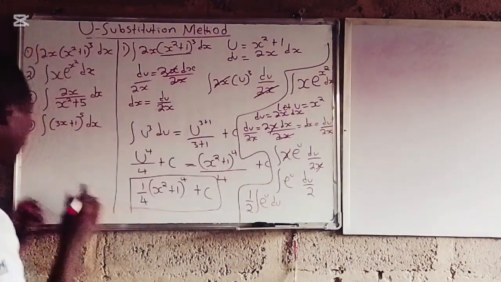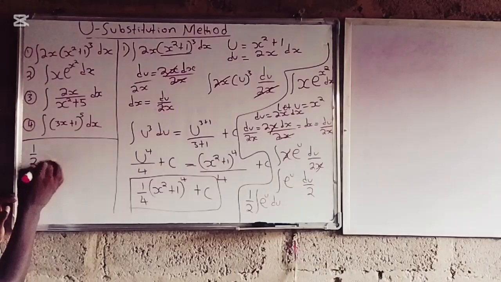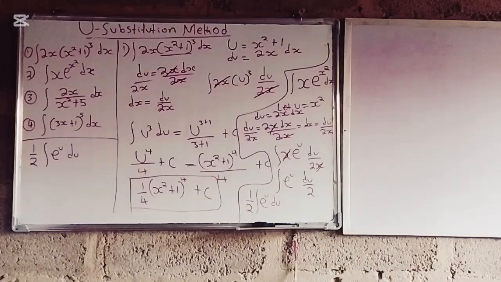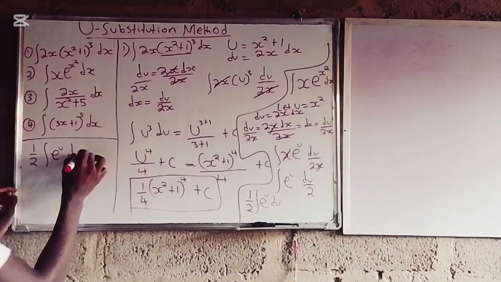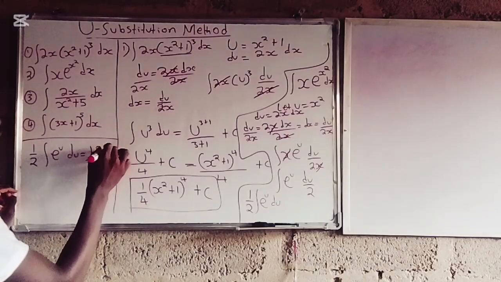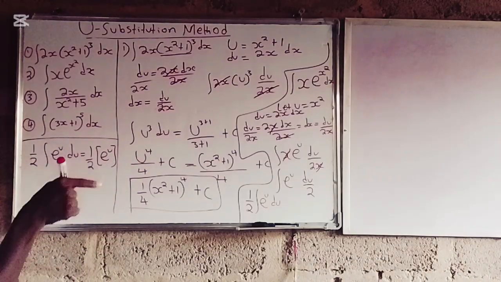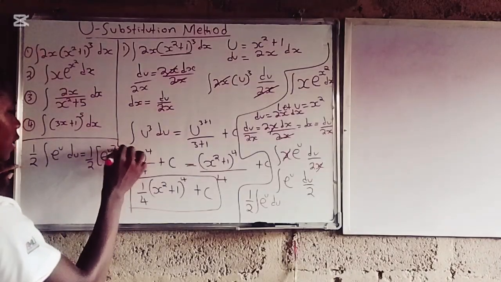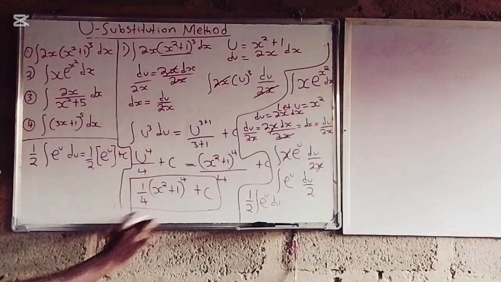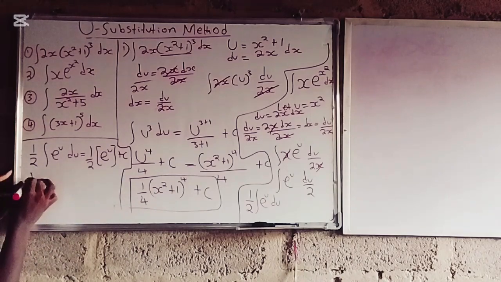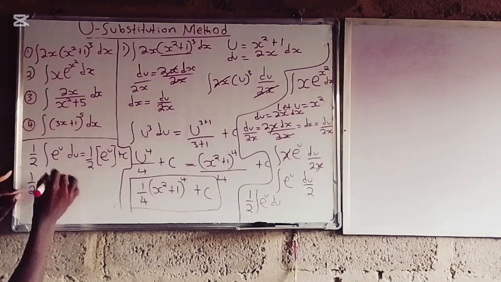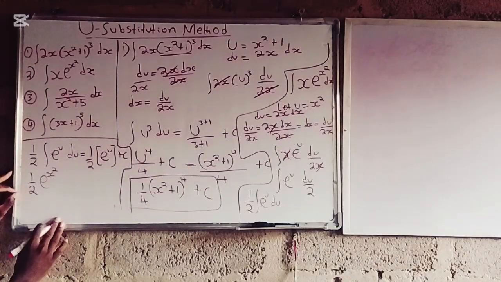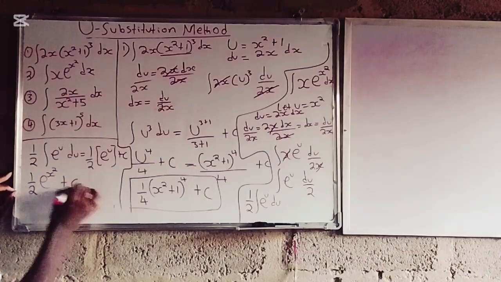So at the end, with this 1 over 2 integral of e to the u du, what am I going to get? We all know that the integral of e to the u is the same thing as e to the u, but don't forget your constant. So let's say plus c is our constant of integration. At the end, the final solution should now be 1 over 2 e to the power of u, which is x squared, plus c.